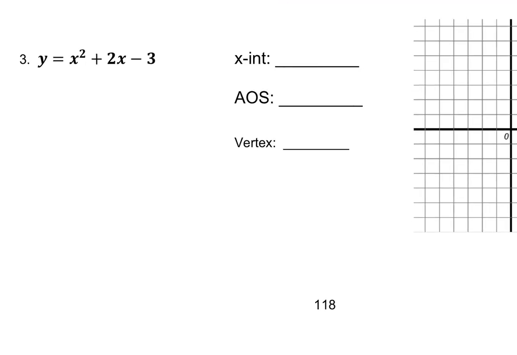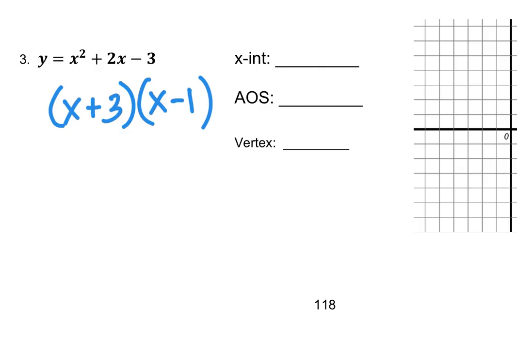Okay, let's do the last one together. Let's go ahead and find our factors. What type of factoring are we going to do here? Trial and error, yes. So x and x. So we have our plus and minus. So plus 3, minus 1. So our x-intercepts are what? Right, negative 3 and positive 1.